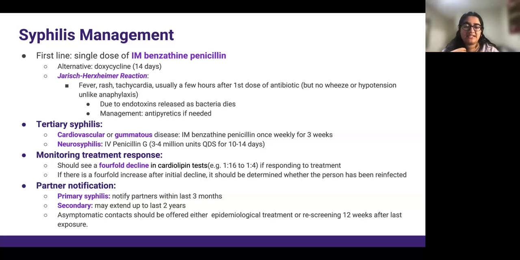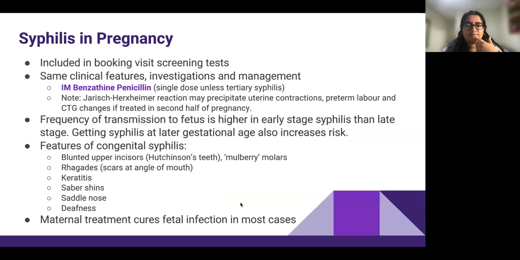And because syphilis is an STI, you would want to note and check the kind of partners that they've had within the last 3 months for primary. If they're coming to you with primary syphilis, if they're coming to you with secondary syphilis, you need to extend that up to 2 years because of such a long incubation period. And asymptomatic contact should be offered treatment and rescreening as well, because it has a latent phase as well. So even if they're asymptomatic now, they could worsen.